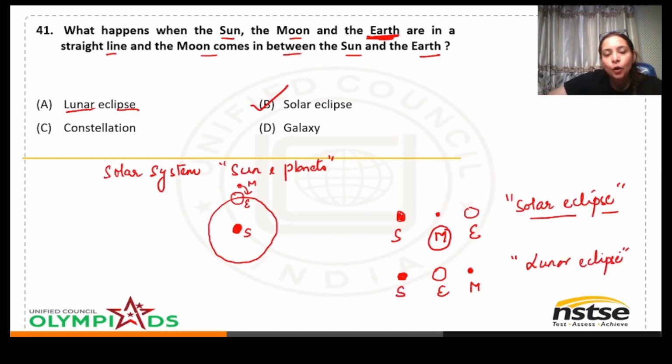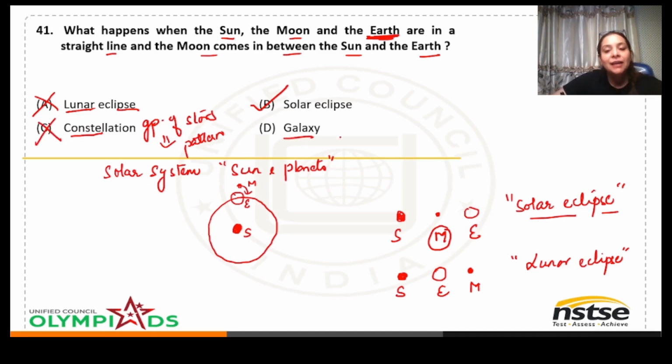Okay. Now talking about constellation, it is again not the correct one, because constellation means the group of stars which resemble a certain pattern. Maybe a hunter, maybe a scorpion. So that is called a constellation. So here we are not talking about constellation.